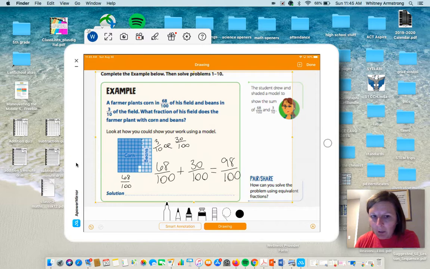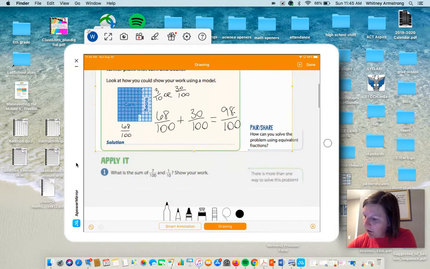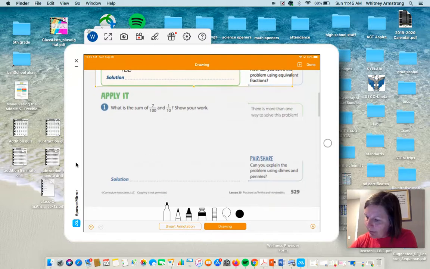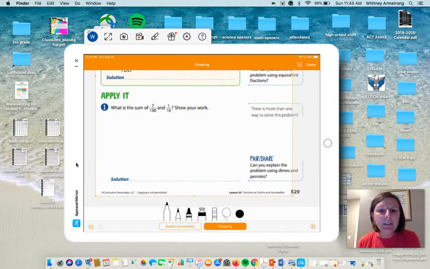If I didn't know how to work it out, I could just look here and see that I only have 2 squares that aren't shaded in. So I could do 100 minus 2 and get my 98. So you have a couple of options there on how to solve it. Let's go ahead and look at this example. Number 1 where it says apply it. I'm going to do this one, and then we're going to work on number 2 and number 3 together.